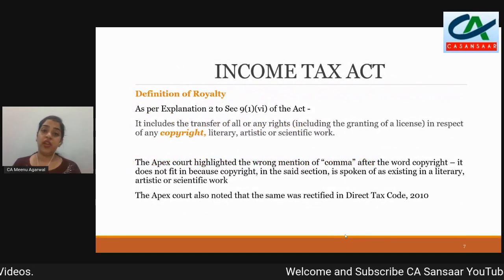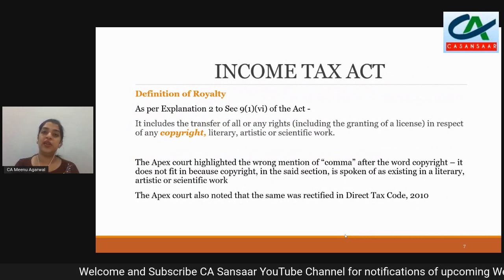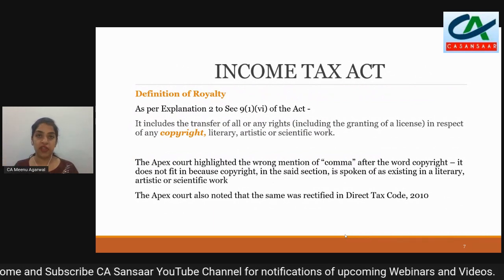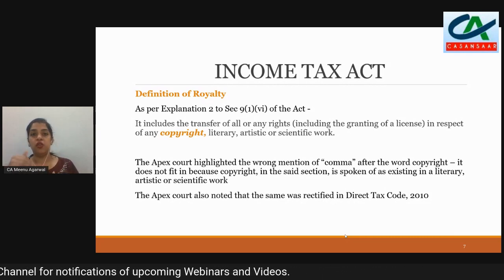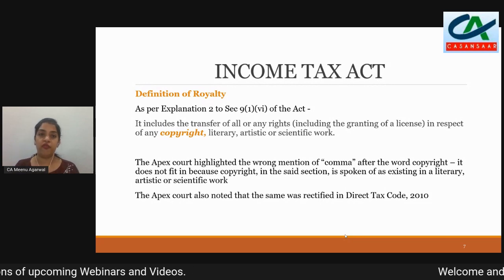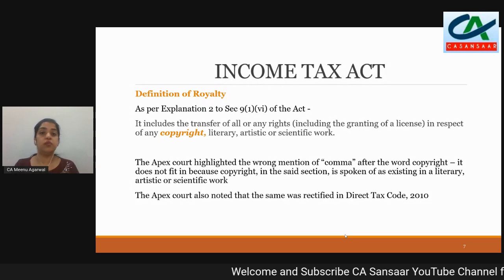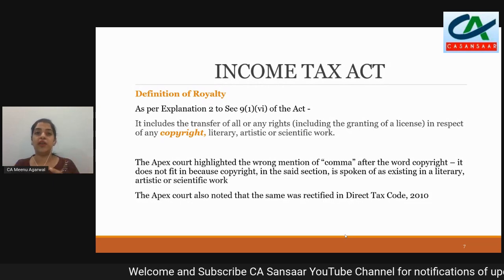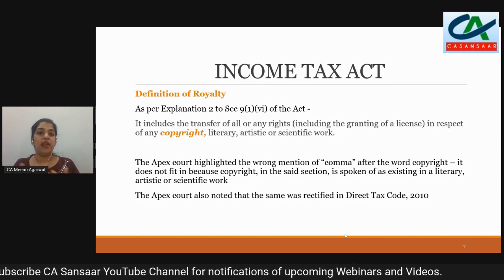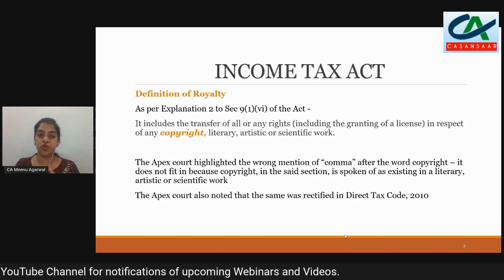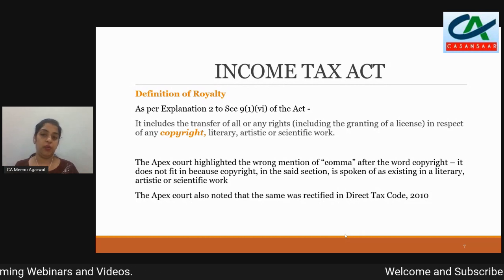Going ahead, the revenue also contended that the definition of royalty via Explanation 4 to Section 9(1)(vi) of the Act includes the transfer for the use or right to use of computer software. The revenue contended that because it is already included in the Act specifically, there is no question of any dispute, and hence such use of software should be concluded as payment towards royalty, and TDS should be deducted without any DTAA benefit.